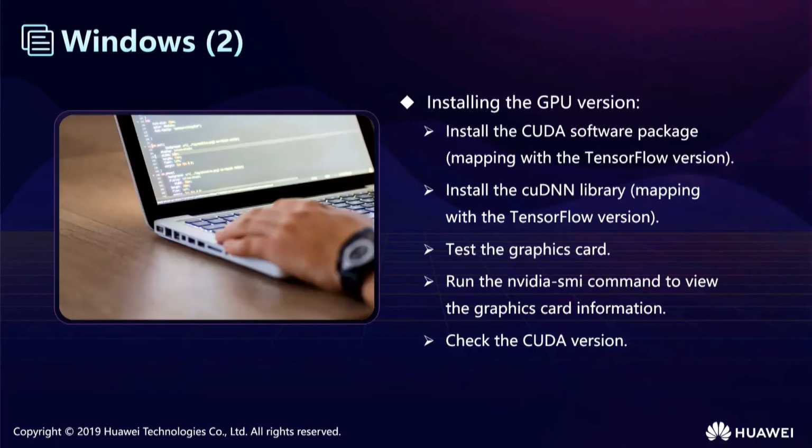If you want to install the GPU version, follow these steps. Install the CUDA software package and install the cuDNN libraries. And these two need to match the TensorFlow version and the graphics card. Then run the nvidia-smi command to view the graphics card information, and then check the CUDA version.